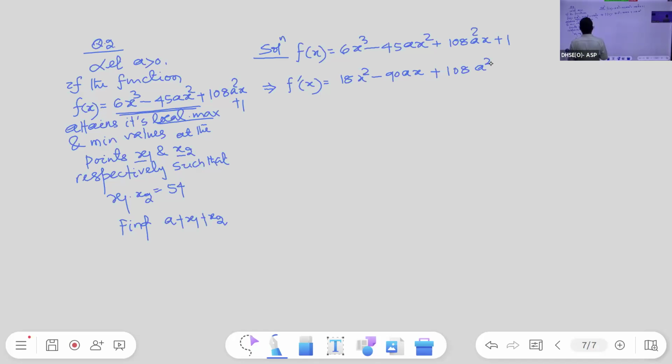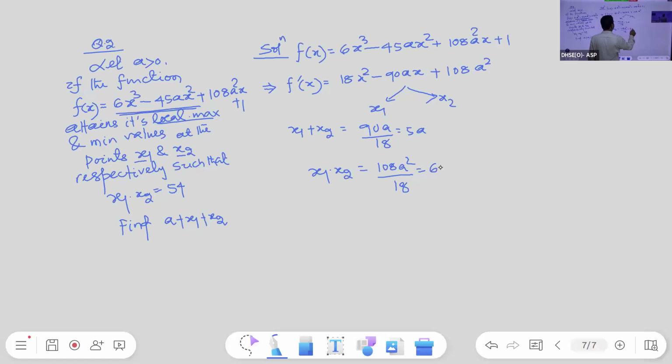So it is given that f dash x1 is equal to 0 and f dash x2 is equal to 0. That means x1 and x2 are roots of this equation. From quadratic, all of you know that sum of the roots is equal to minus b by a, product of the roots is equal to c by a. So x1 plus x2 equals 90a by 18, that is equal to 5a. And product of the roots is equal to c by a, 108 a square by 18. You know, 18 6s are 108. This is equal to 6a square.